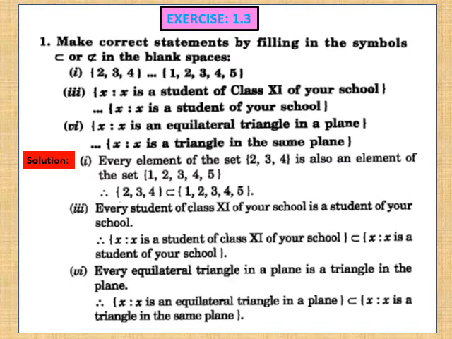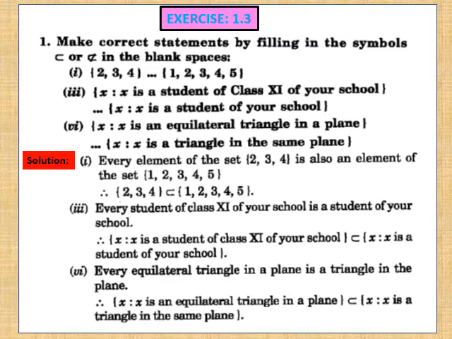So I hope I am clear with the definitions and different points. So let's start exercise 1.3. And question 1 is, make correct statements by filling in the symbols subset or not a subset in the blank spaces. I have solved 3 parts for you. First is {2, 3, 4} and second is {1, 2, 3, 4, 5}. Now as all the elements of the first set, that is 2, 3, 4, are present in the second set, it is clear that {2, 3, 4} will be a subset of {1, 2, 3, 4, 5}.